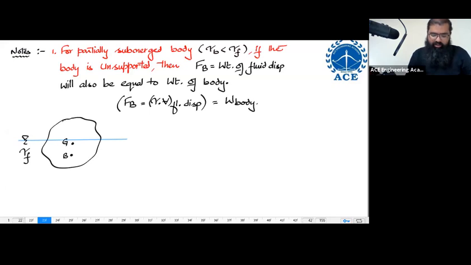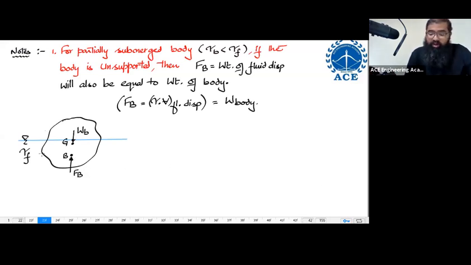It is an unsupported body. Bas body hai, paani mein rakh diya, fluid mein rakh diya. It is an unsupported floating body. So in this case, only two forces are acting. One force is the weight of the body downward. The other force is the FB in upward direction on the body.